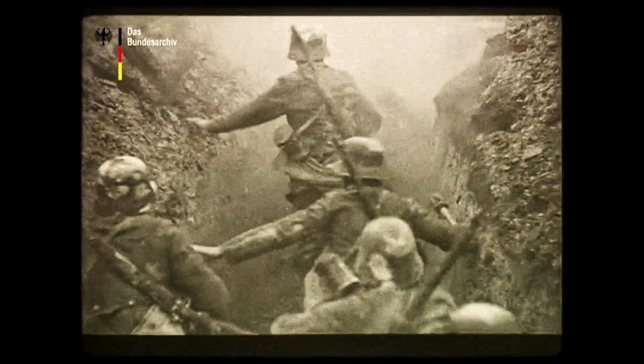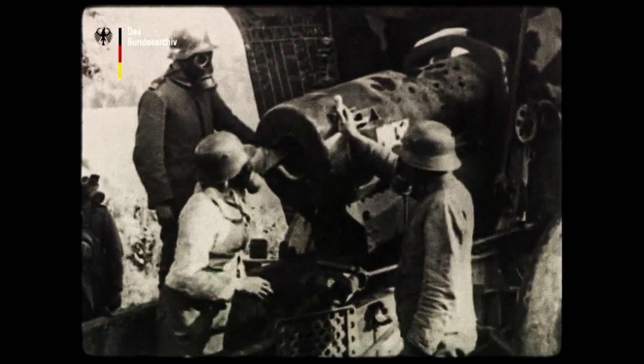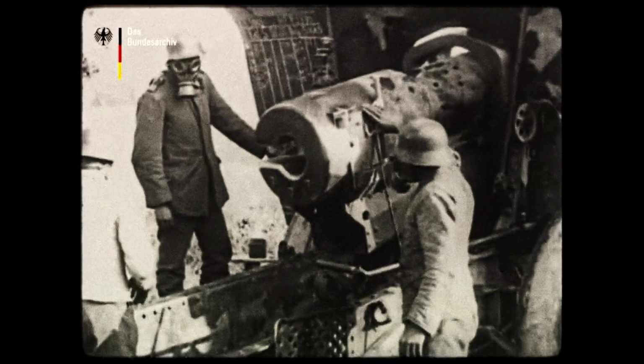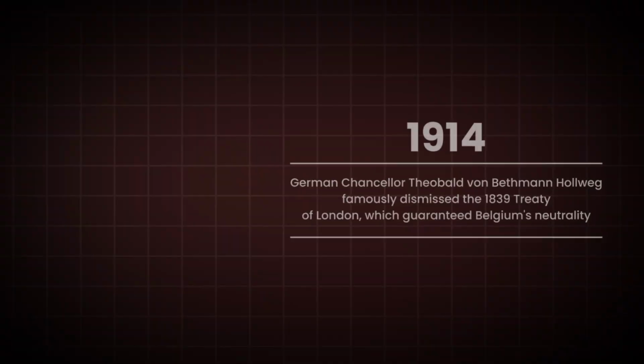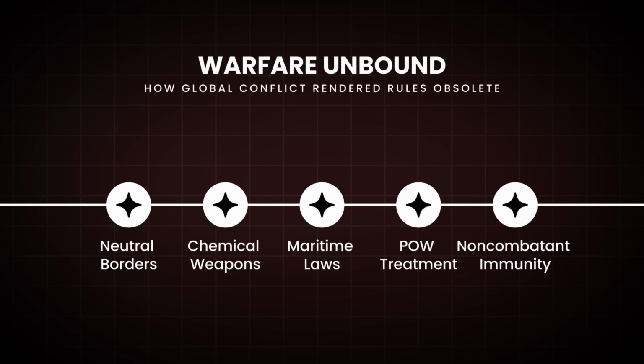In the face of total war, long-standing norms were selectively ignored, reinterpreted, or discarded altogether. As one German chancellor famously dismissed international law, it became little more than a scrap of paper. In this video we will examine 5 major laws of war that were systematically violated or rendered obsolete by the belligerent nations of World War I.